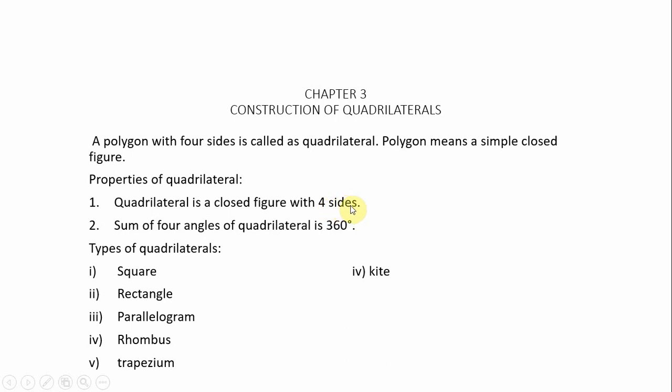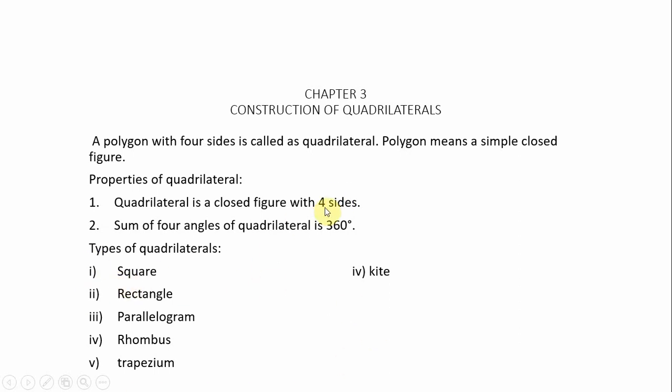A diagonal is a line segment joining 2 opposite vertices. If you join 2 opposite vertices, that we call a diagonal. So all the quadrilaterals will have 2 diagonals. Now, the sum of the 4 angles of a quadrilateral is equal to 360 degrees. So there are a number of quadrilaterals like a square. Square is a quadrilateral, rectangle, parallelogram, rhombus, trapezium, kite. These all come as quadrilaterals only.